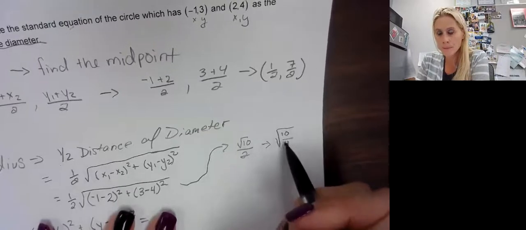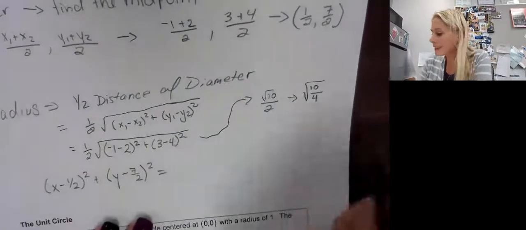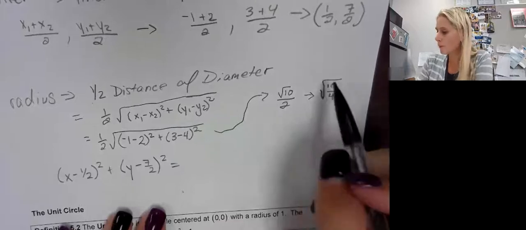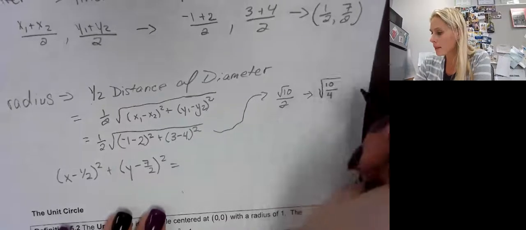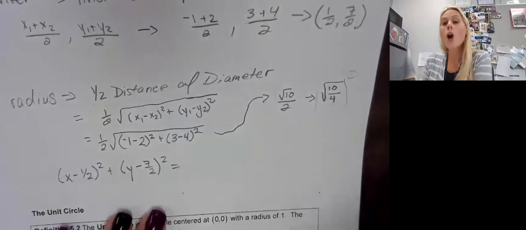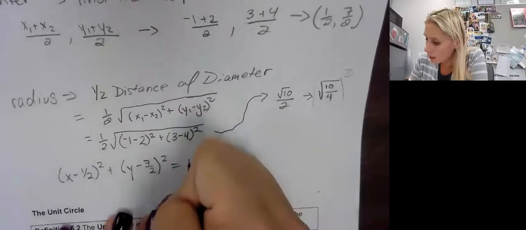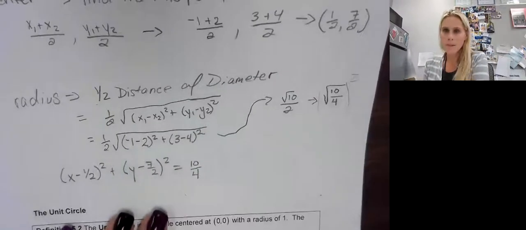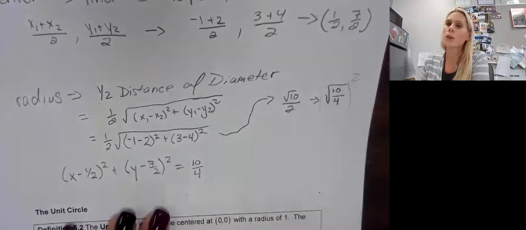Okay. Now, of course, this is the radius, but when we put it into the equation, we have to square the radius. Well, if we square this, right, what happens? Oh, they cancel. So our value is 10 over 4. Okay. If you need me to explain that more, make sure you ask next class.